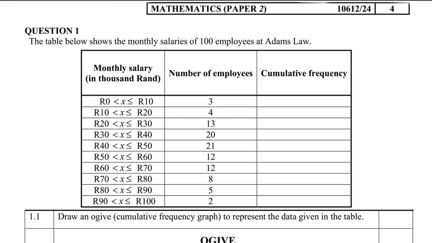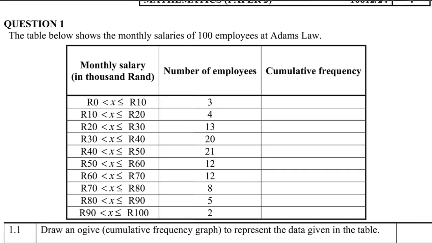But what do you guys think? Is it an ogive or is it an ogive? To represent the data given in the table. So monthly salary in 1,000 rand, and then number of employees, and then in the last column we have the cumulative frequency. In order to draw the cumulative frequency graph, we need the cumulative frequencies first. And how do we do that?